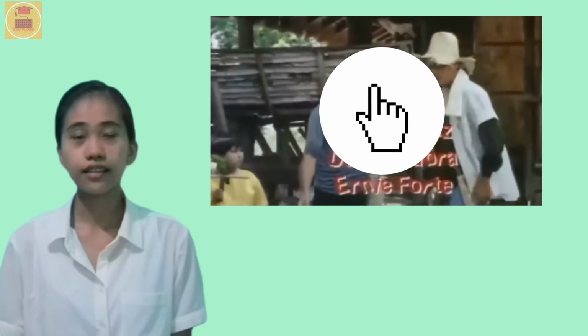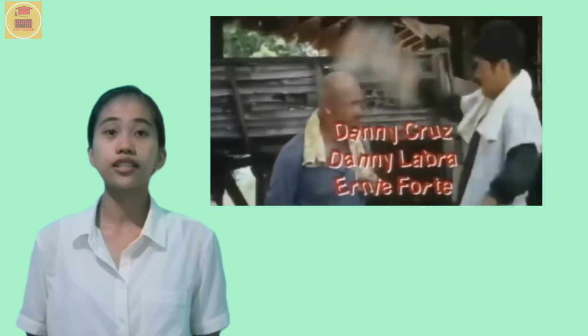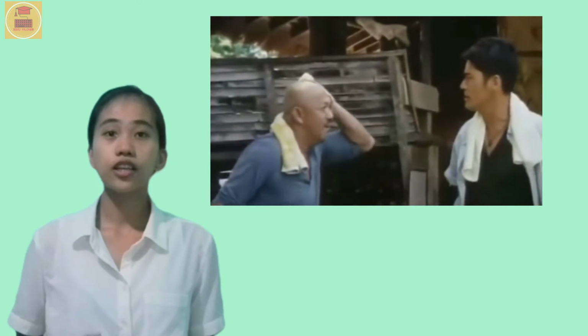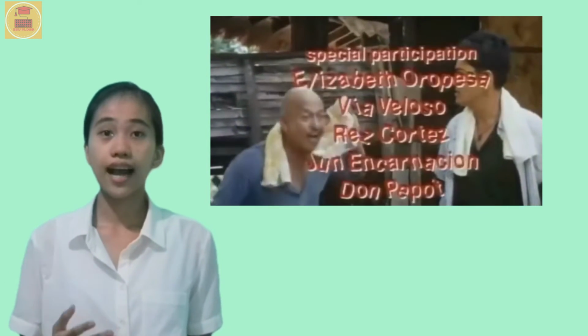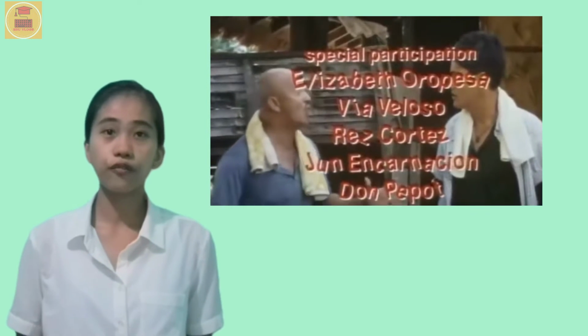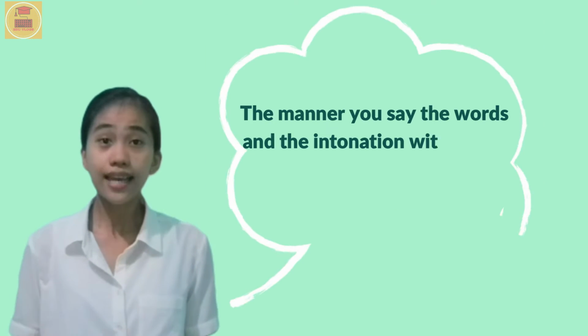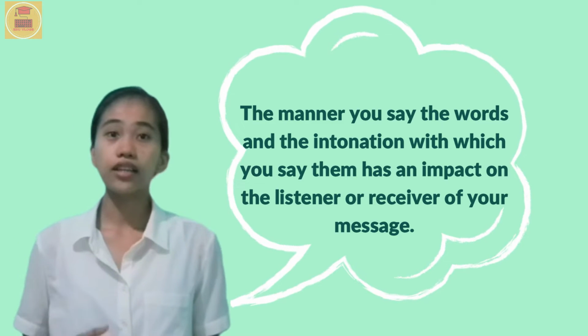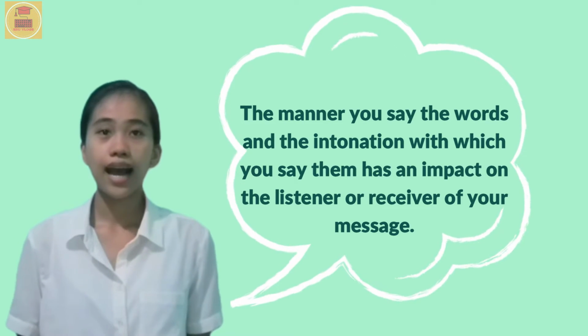In the video clip presented, Vic Soto misunderstood the statement of the other guy. He thought that he was cursing, but in fact, the guy was just telling him that the parcel of Vic's mother has just arrived. See? The manner you say the words and the intonation with which you say them has an impact on the listener. And those are the components of communication.